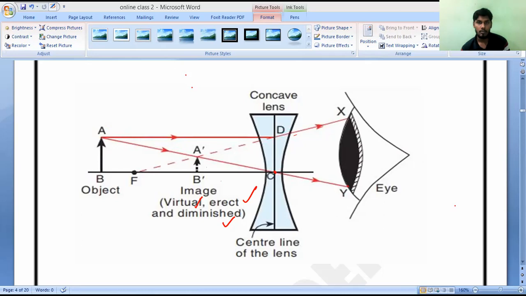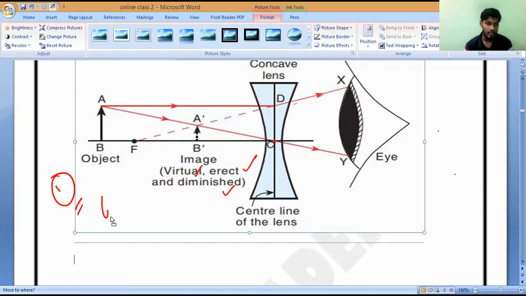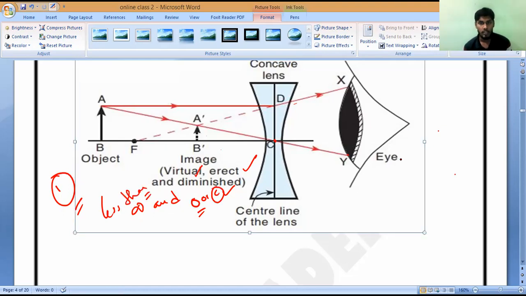Is it completed? Image formed by concave lens, case 1: when you place the object between infinity and optical center, O or C. That is the case. If it is completed, tell me. All of you remember this.